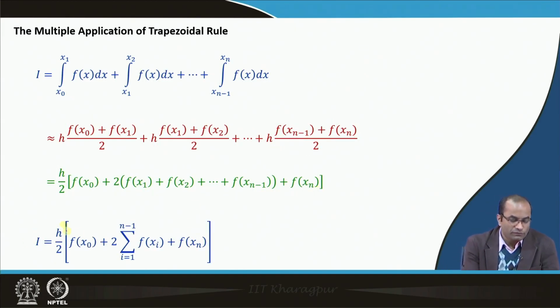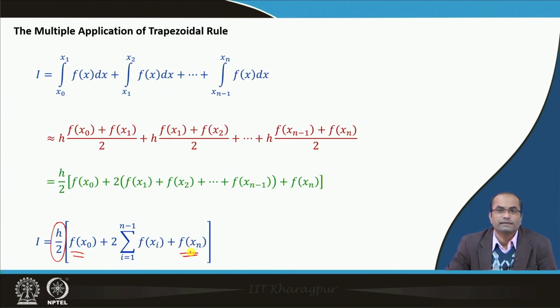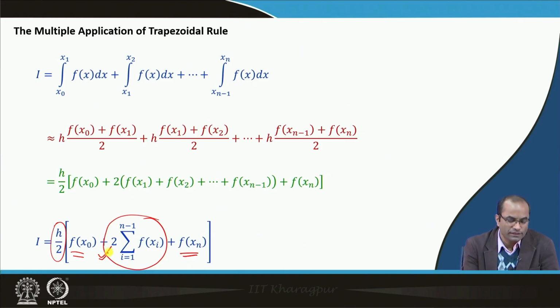So, finally, our formula looks like this: we have the h by 2, we have f x naught, the value of the function at the first node, the value of the function at the last node, and for the internal nodes we have just the doubling here. So, the double of the sum of the value of the function at those internal points.